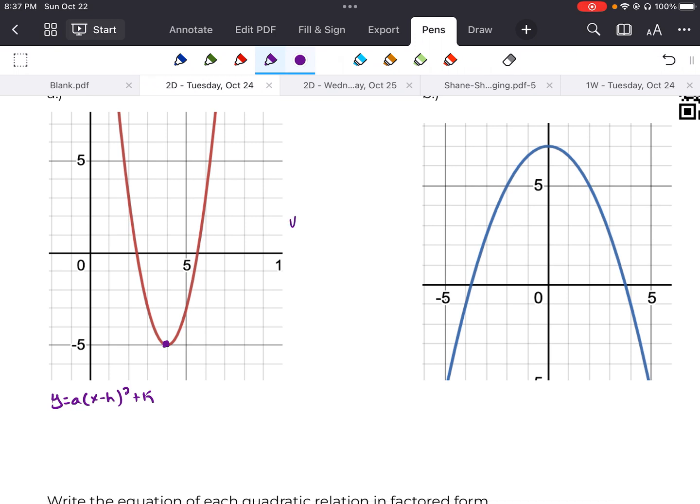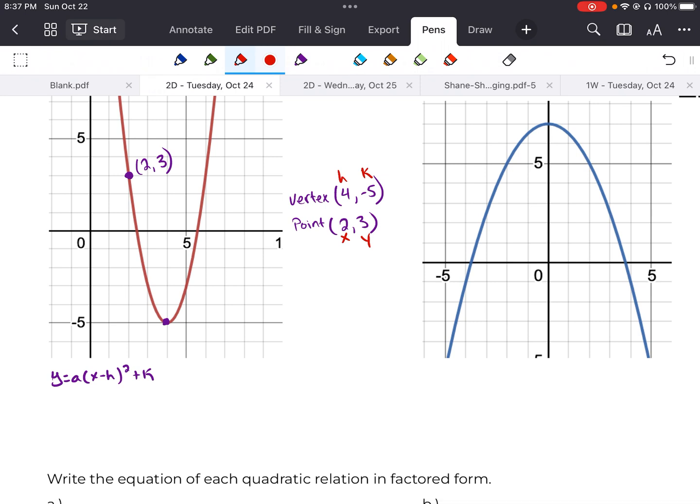All right, so what do we know? We know the vertex is at 4, -5. And the other thing we need to know is a point. We need an x and y in order to solve for our a. So we can take this point right here, which is at 2, 3. Okay, now we have an h, we have a k, an x, and a y.